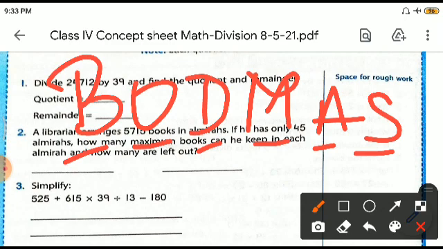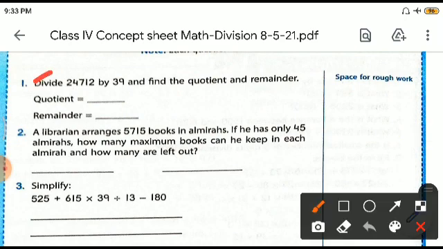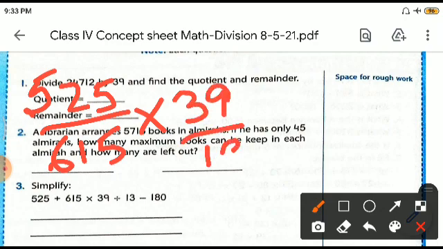Firstly, we will be dividing the numbers, then multiplying by 39, right? So now this question takes another form here, so it will become 525 upon 615 into 39 divided by 13 minus 180.